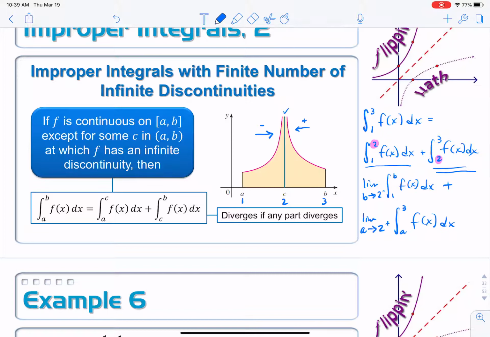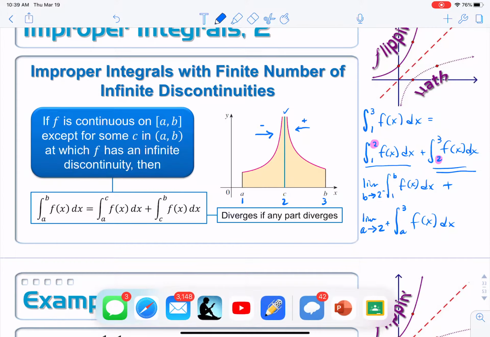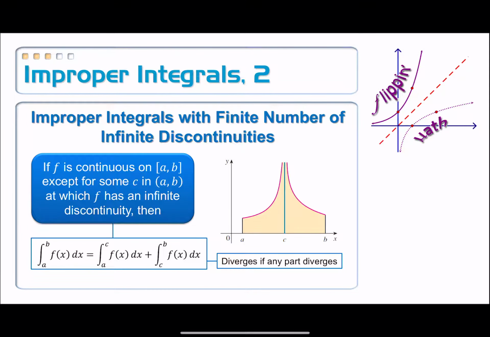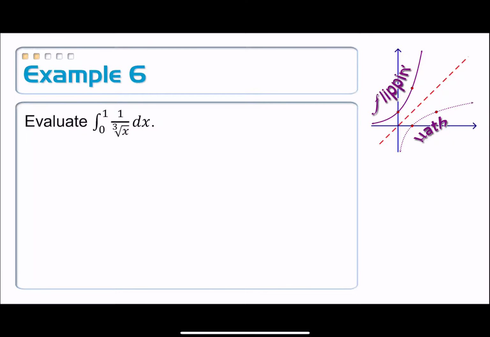And then we take the antiderivatives of each of those things, apply the fundamental theorem of calculus to it, and then finally take the one-sided limit for each one of those. Okay, so now we're going to take a look at an example of one of these. I've got to evaluate the definite integral from 0 to 1 of 1 over the cube root of x with respect to x. So it's not immediately obvious that this one is improper.